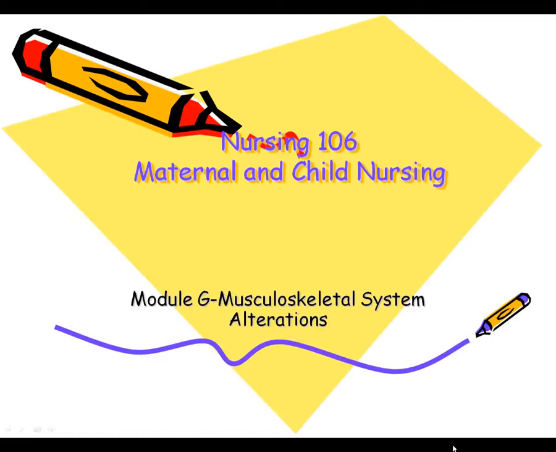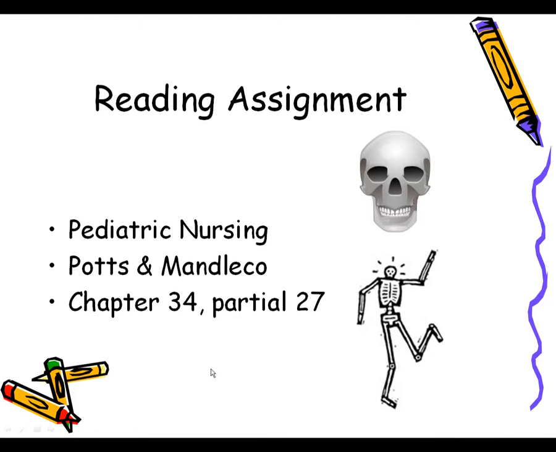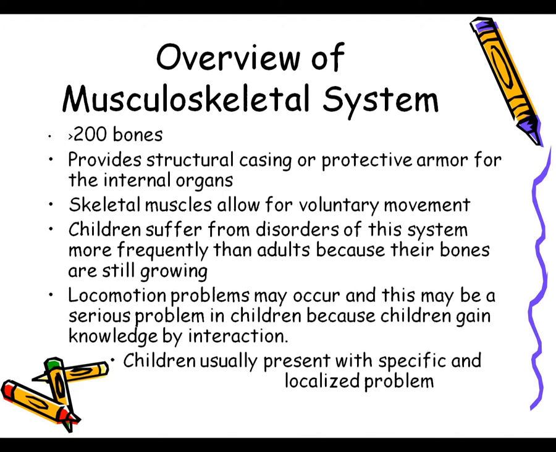Good afternoon. I'll be discussing the musculoskeletal system. First we'll just look at what your reading assignment is. It's chapter 34 and partial on 27, and that's with the juvenile arthritis. Now let's go to the overview of the musculoskeletal system.